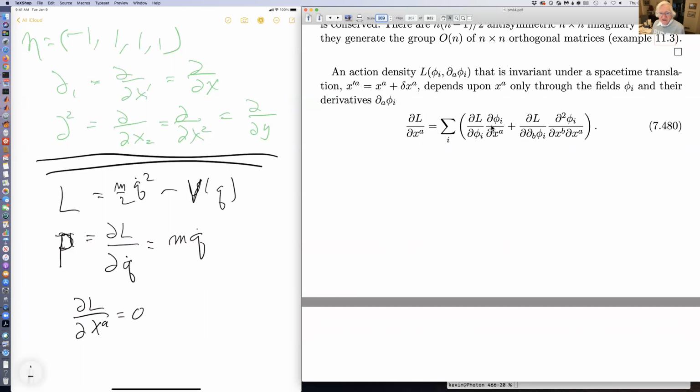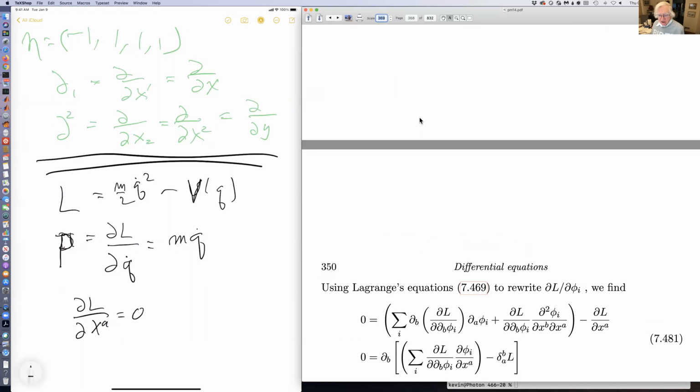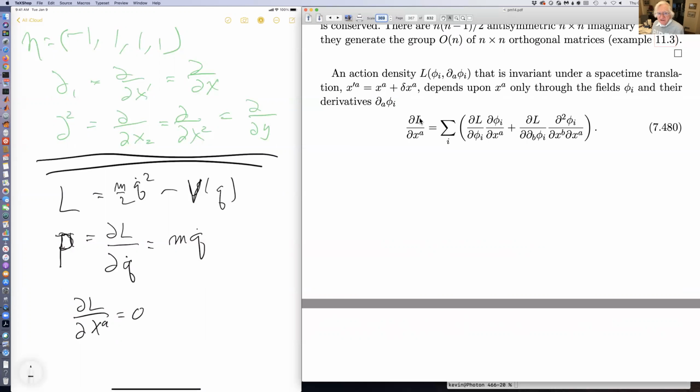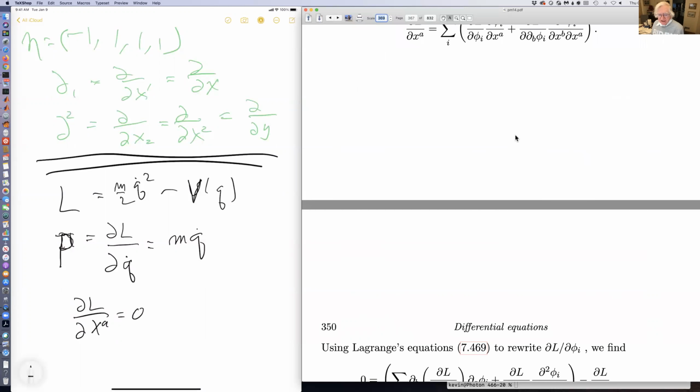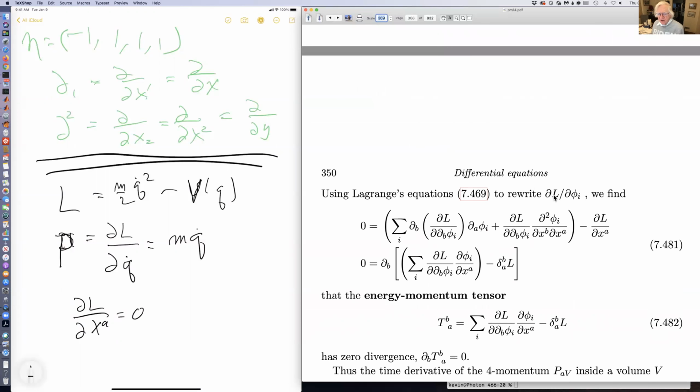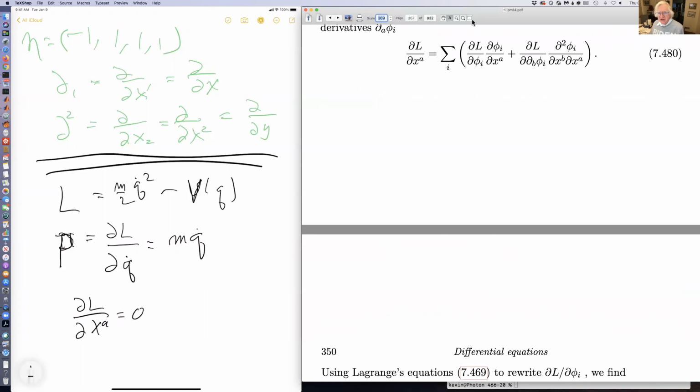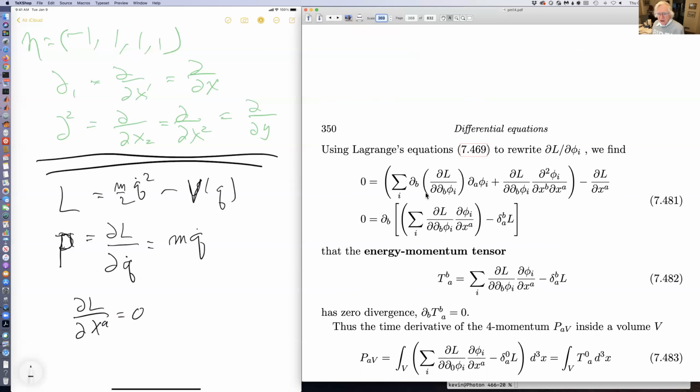What I mean here is that L does not depend explicitly on it. And so what we imagine is that the change in L only is like that. And so we can rewrite some of this, namely this term here. We can use Lagrange's equations to rewrite that, and we get this expression here. And we then find that the energy momentum tensor has 0 divergence.